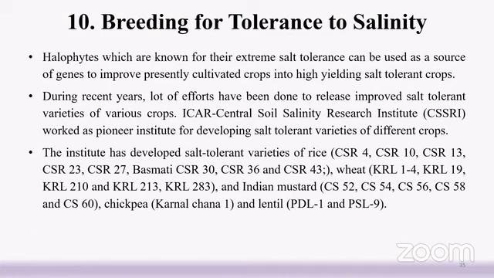For wheat: KRL14, KRL19, KRL210, KRL213, and KRL283. These are specific salt-tolerant varieties released for salty areas. For Indian mustard, we have also developed salt-tolerant varieties like CS52, 54, 56, 58, and CS16. For chickpea and lentil, we have also developed varieties for saline areas like Karnal Chana 1, PDL1, and PSL9. All these varieties can perform better in saline soil conditions as well as under irrigation with saline water.